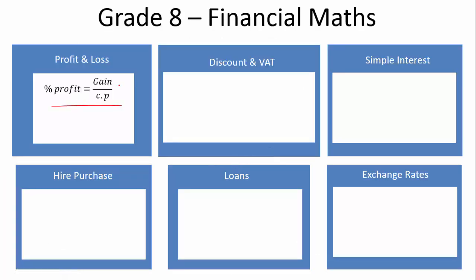Now we've learned that the percent profit is gain over the cost price, and the percent loss is the loss over cost price. It's always over the cost price.